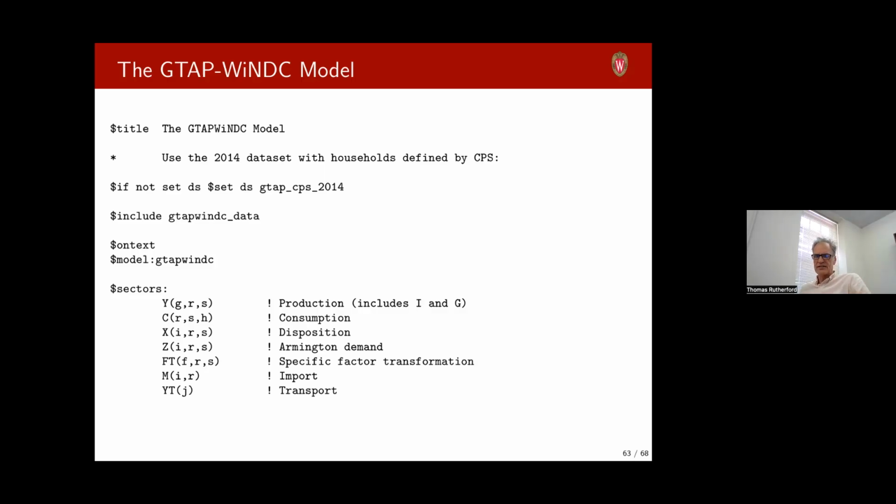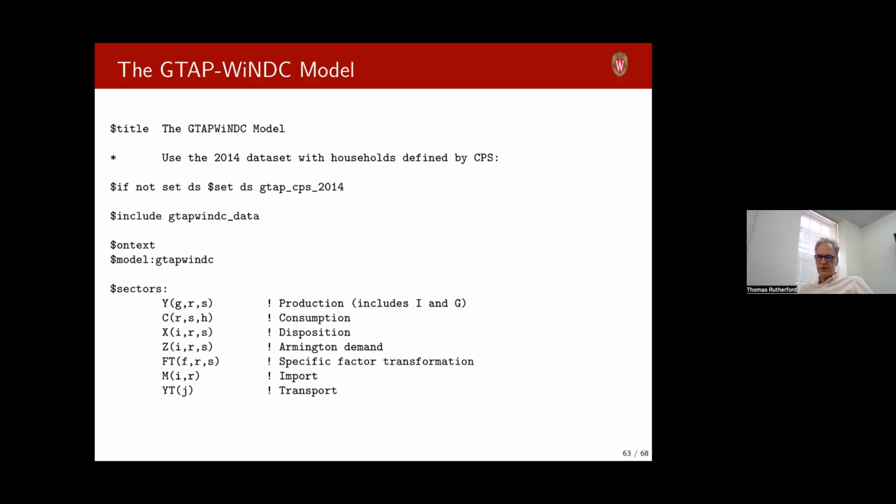C of R, S, I, or H is going to be the consumption activity for region R, US, Canada, whatever. Subregion S, which in the US case would be all the states. And H will be the household classification, of which there are 5. We have a disposition activity that basically takes good I and allocates it to the national market or to the export market. So it's known as a 1, 2, 3 model, where goods are produced and there's a differentiation on the supply side.